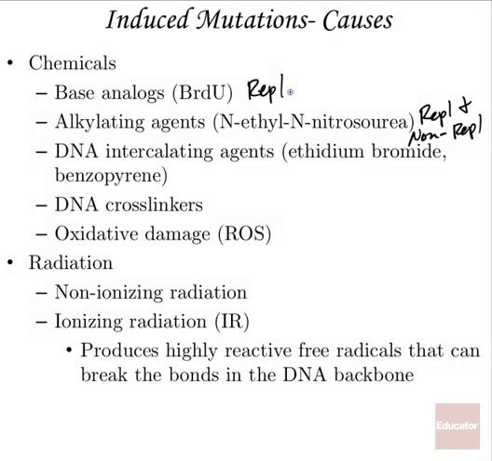Now, another type of induced mutation, or what can cause induced mutations, is radiation. And we have non-ionizing radiation as well as ionizing radiation. Now, an example of IR would be X-rays, okay, gamma rays. And so IR produces really, really highly reactive free radicals that can break bonds in the DNA backbone. And if we break the DNA backbone, that can be extremely detrimental, especially when trying to replicate new DNA or transcribe through portions of broken DNA.